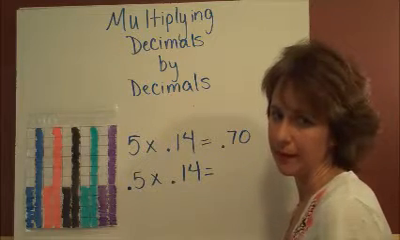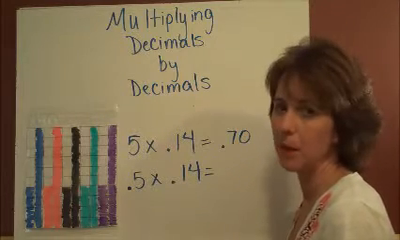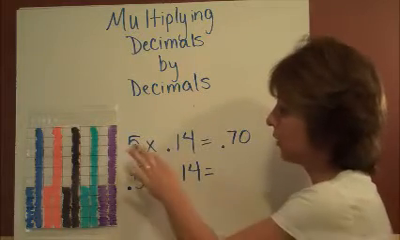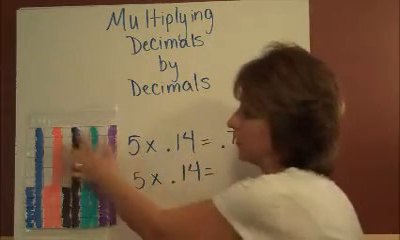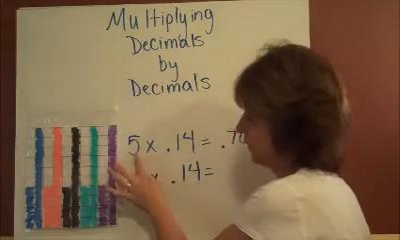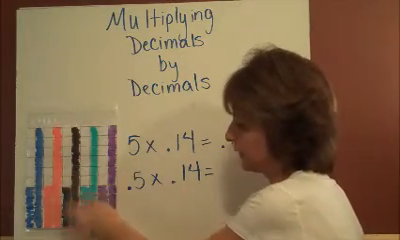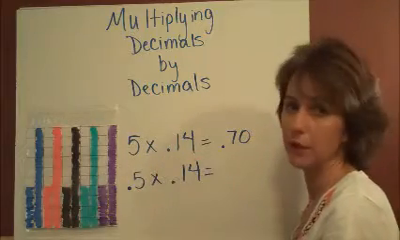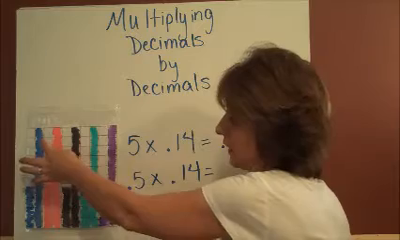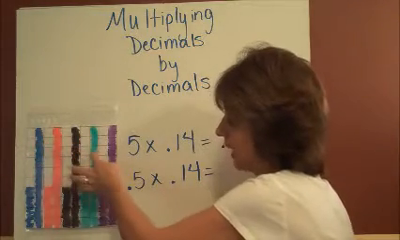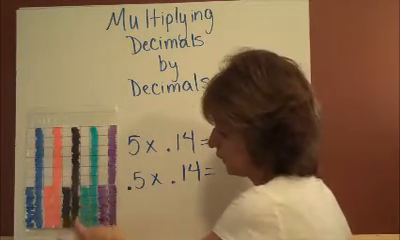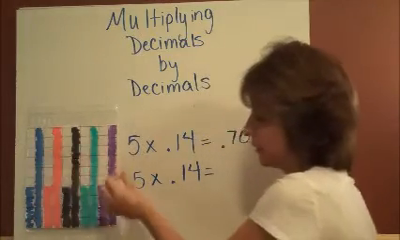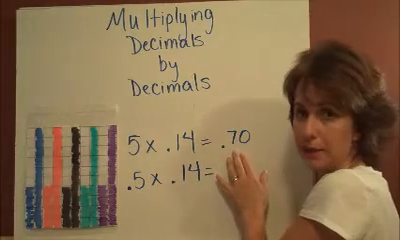Multiplying decimals by decimals. We've talked about multiplying whole numbers by decimals, and now we're going to take it a step further. Multiplying a whole number by a decimal might look like this: 5 groups of 14 hundredths. In order to figure out how much 5 groups of 14 hundredths equals, you can count them. And we know that these are 10, and each of these are 4. So I have 20 and 5, which is 70 hundredths.